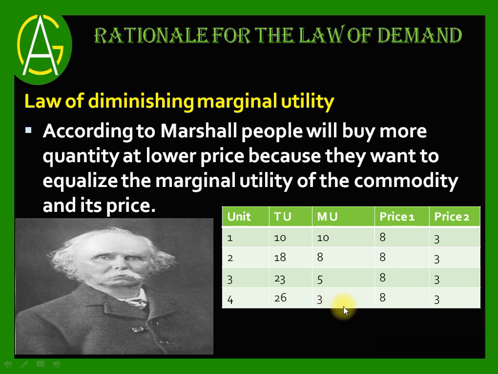It means that when the price was 8 rupees, the person was purchasing 2 units, but when the price has become 3 rupees, the person is purchasing 4 units. So the law of demand is applied. The price has decreased, the quantity demanded has increased. So this is considered the law of demand, and the law of diminishing marginal utility is the reason for this law of demand.